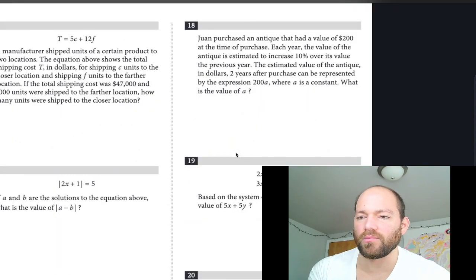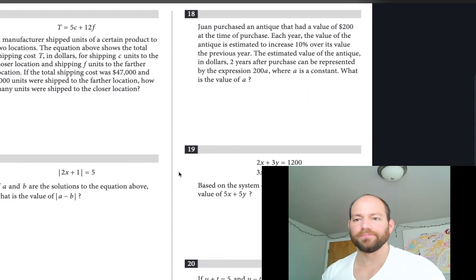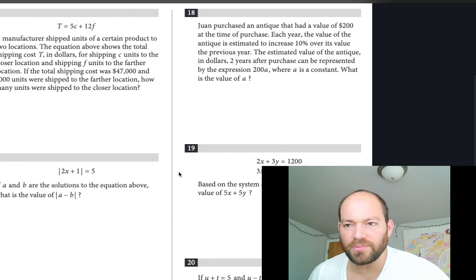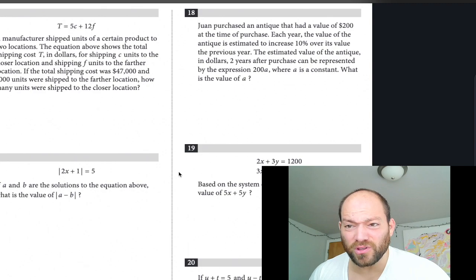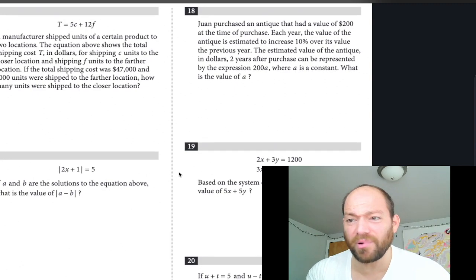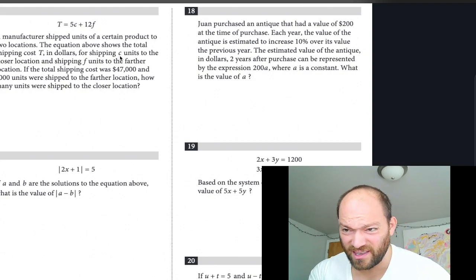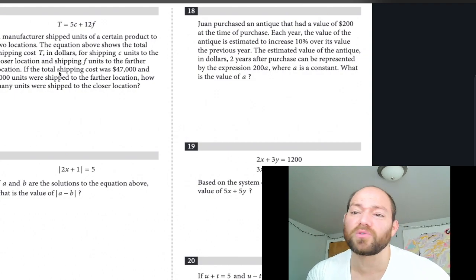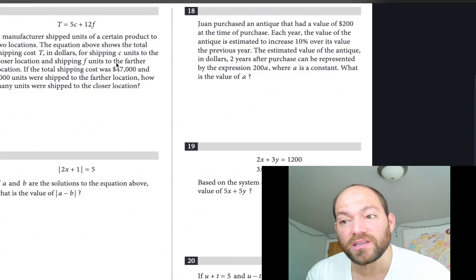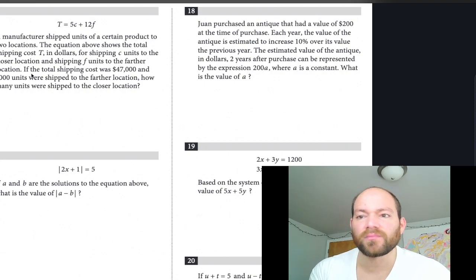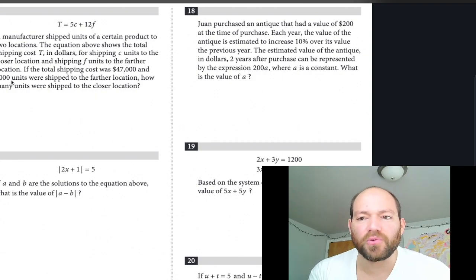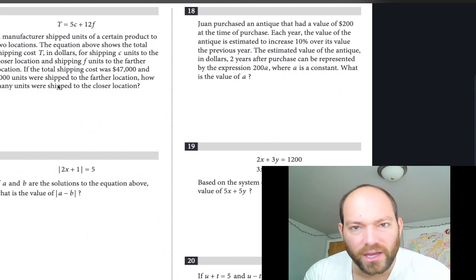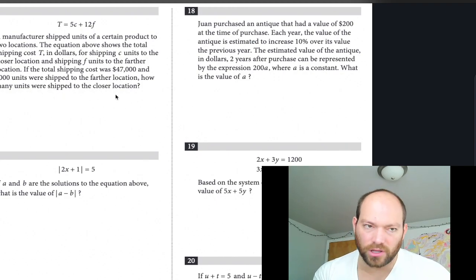Let's go to the non-multiple choice now. Back to easy mode. A manufacturer shipped units of a certain product to 2 locations. The equation above shows the total shipping cost, T in dollars, for shipping C units to the closer location and shipping F units to the farther location. If the total shipping cost was $47,000 and 3,000 units were shipped to the farther location, how many units were shipped to the closer location?